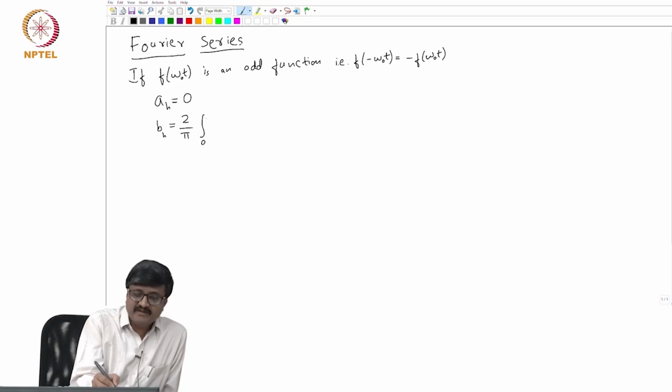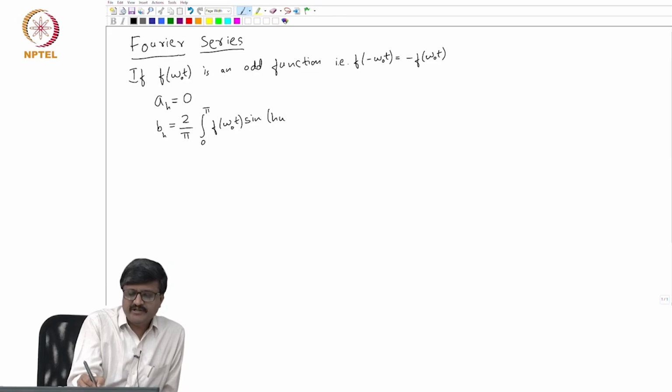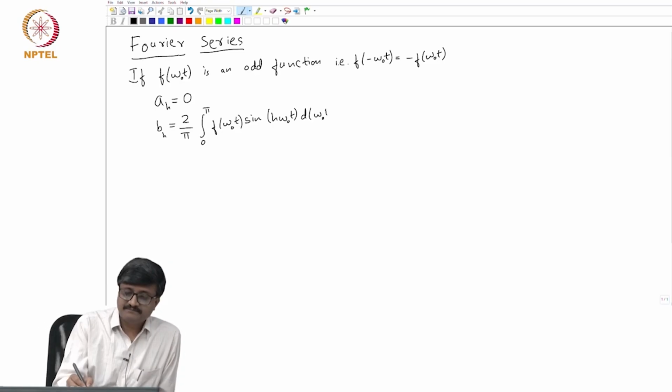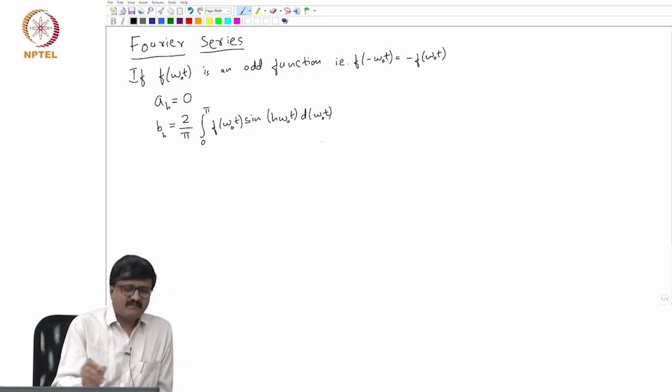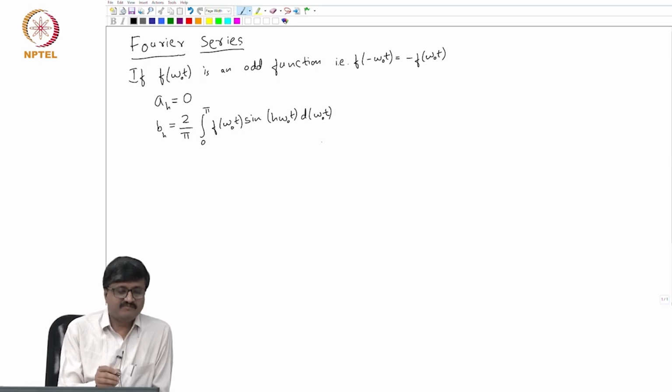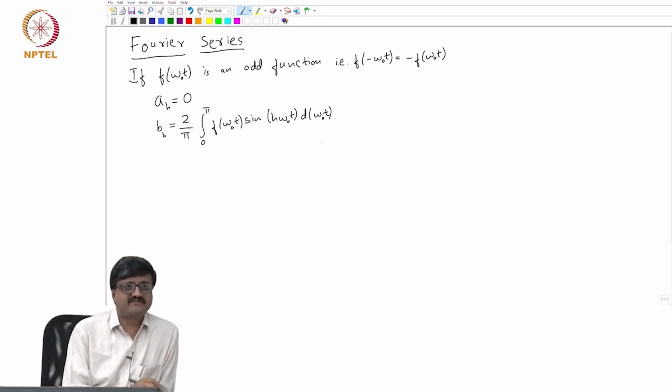So, B h is 2 by pi integral 0 to pi f of omega o t sin h omega o t d omega o t. This is the simplification for B h. You will see that for all values of h, which takes all values from 1, 2, 3 and so on up to infinity, there is only B h, and that too the integration is only over half a cycle, that is for 180 degrees.